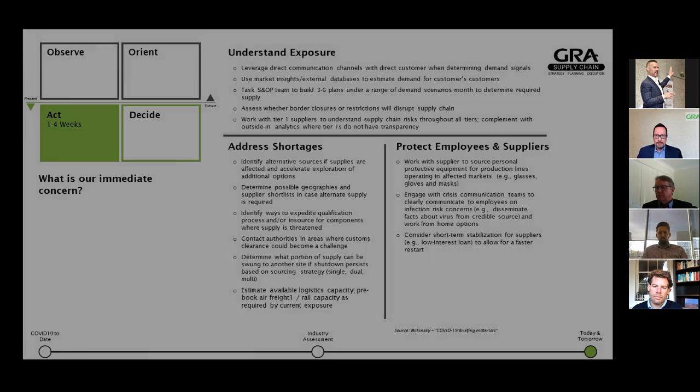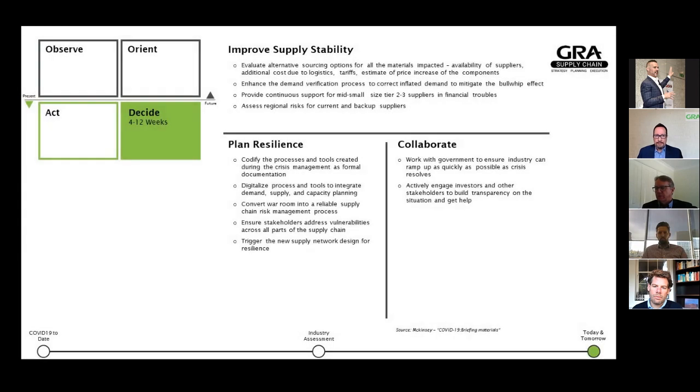The decide process is really around improving the stability. So it's really making sure that our operational processes, as we're learning, are getting encoded into the way that we do business. So some sort of nerve center, a supply chain center of excellence that's being used to integrate this, digitizing those processes and tools around demand and supply and capacity planning. And again, to make sure we've got that stakeholder engagement moving forward. And in this time frame, we're very focused on collaborating with our upstream and downstream supply chain.